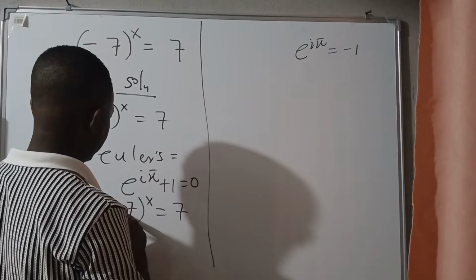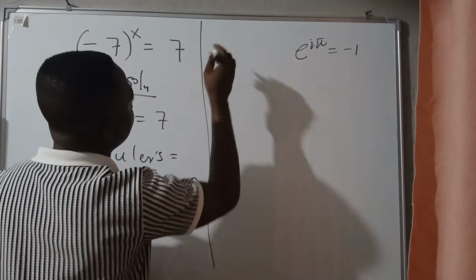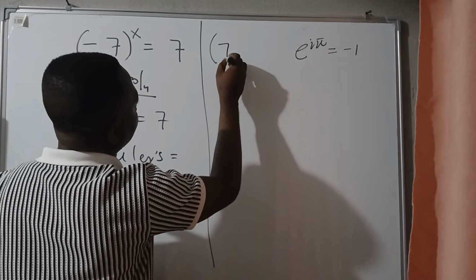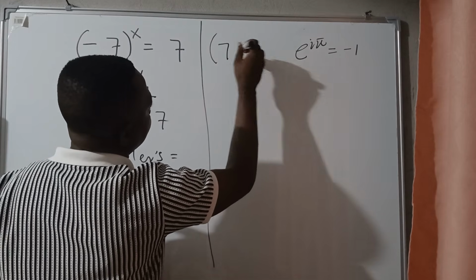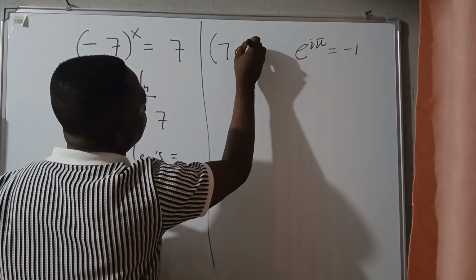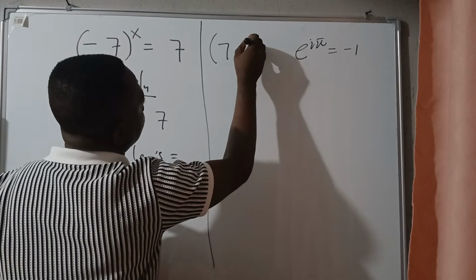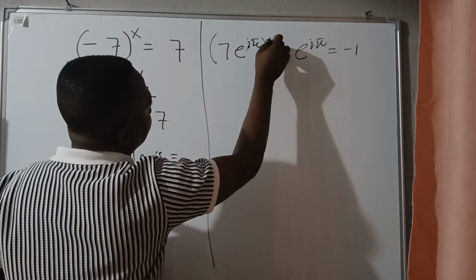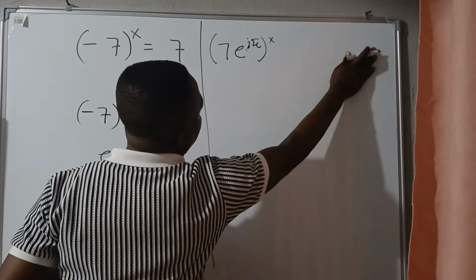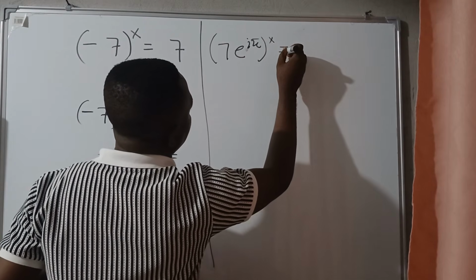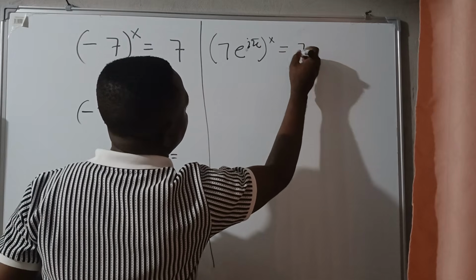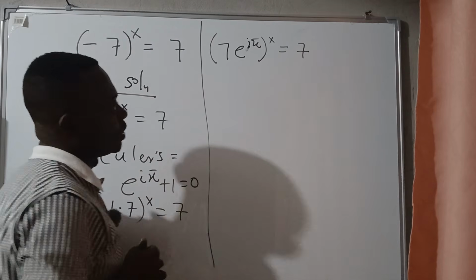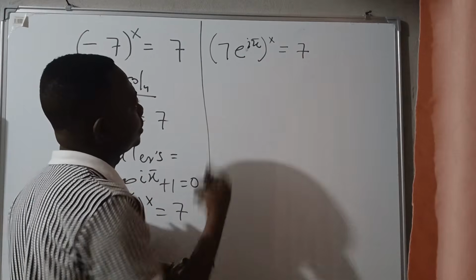So I can say 7 times minus 1, so it's the same as 7 times, and the minus 1 is the same as e^(iπ), all raised to x. So we have this one done, equals 7. Perfect. So we don't have any negative number here, so we are free to go.